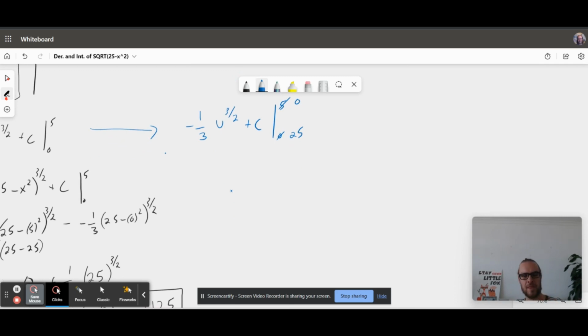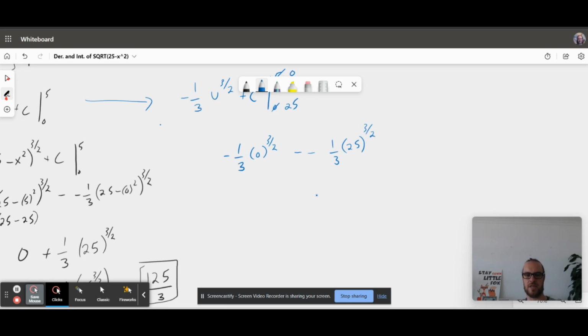Okay, so from there, just like before, we're going to plug in our 0 and then our 25. So I get negative 1/3, 0 to the 3 halves, minus negative 1/3, 25 to the 3 halves. Hopefully at this point, again, you can see that 0 to an exponent is simply going to be 0. The double negative will become positive, 1/3 times 25 to the 3 halves. And you should see that once again, that's the exact same thing that we had before. So simply 125 over 3.